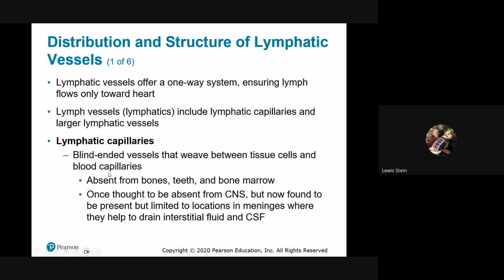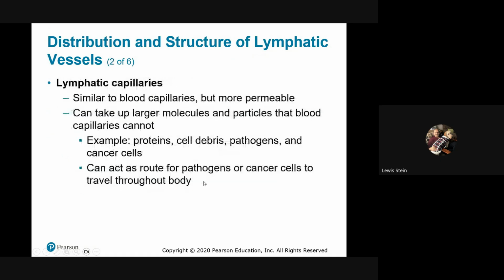Where we don't have them: bones, teeth, bone marrow. Okay. So we know in the CNS, but now they're found in certain locations, and maybe they play a role with fluids and cerebrospinal fluid. That's not a big deal. For our purposes, everywhere there's a blood vessel, with the exception of bones, teeth, and bone marrow, is fine. What you gotta know.